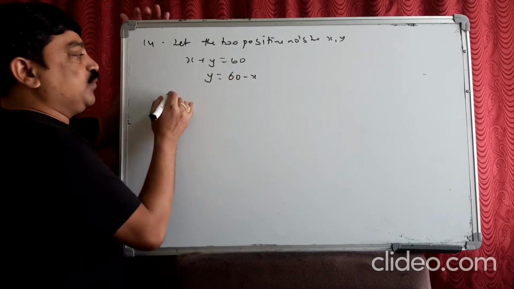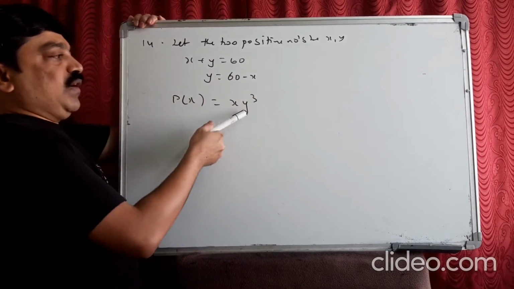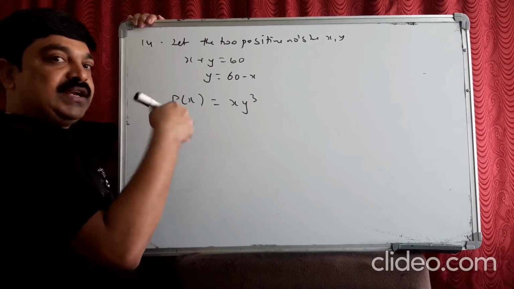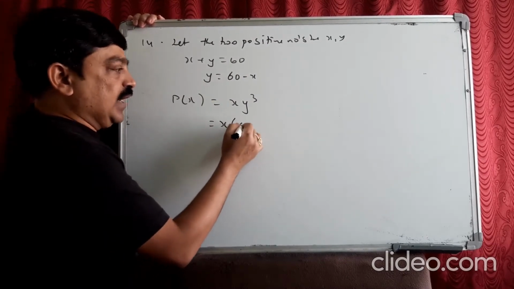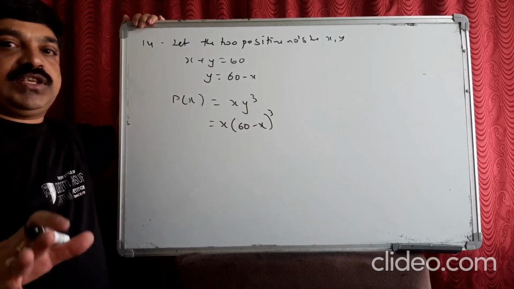Here it is minimum. So we take P of x is x y cube. You may ask, sir, why did you take P of x as x y cube? Let us convert that in terms of x: x into 60 minus x whole cube. Now the same process we do.